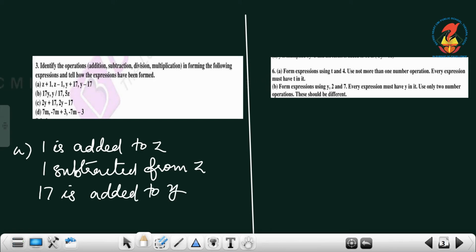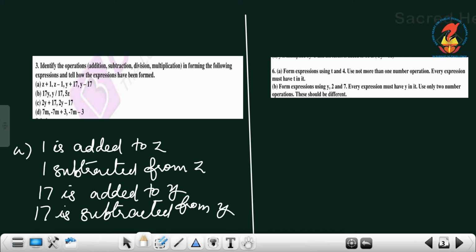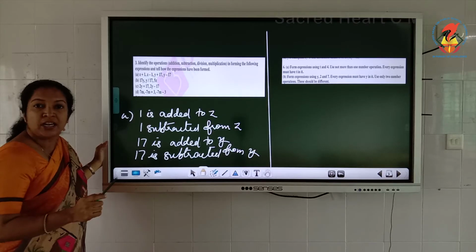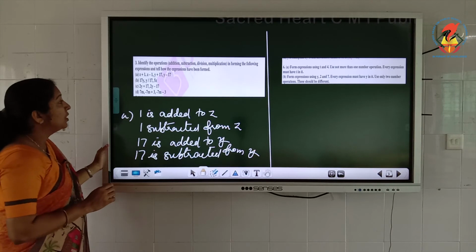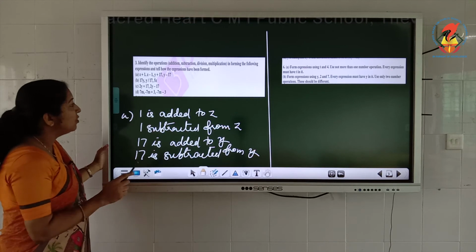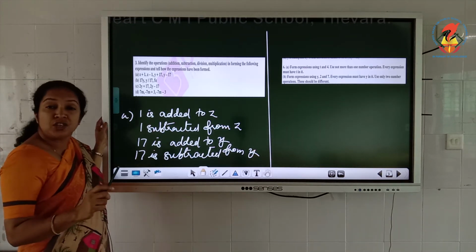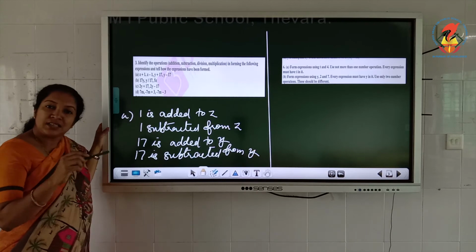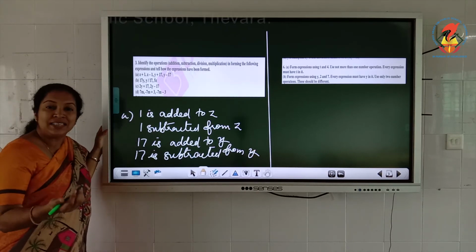Then y minus 17. The operation is subtraction. 17 is subtracted from y. Similarly, you can do B, C and D. B is 17y, the operation is multiplication. How is it formed? Y is multiplied by 17. Next is y divided by 17. The operation is division. It is y divided by 17 itself.